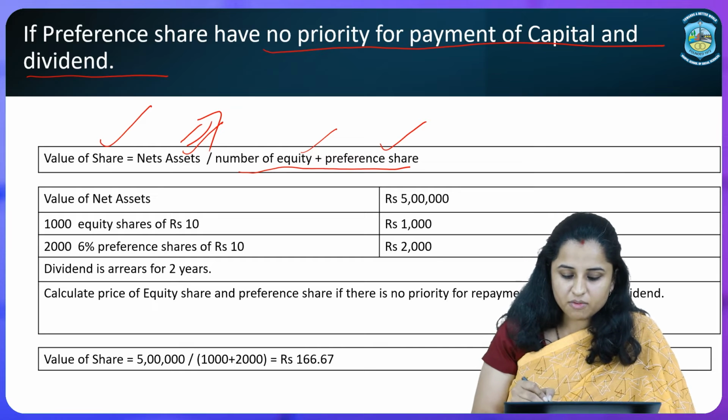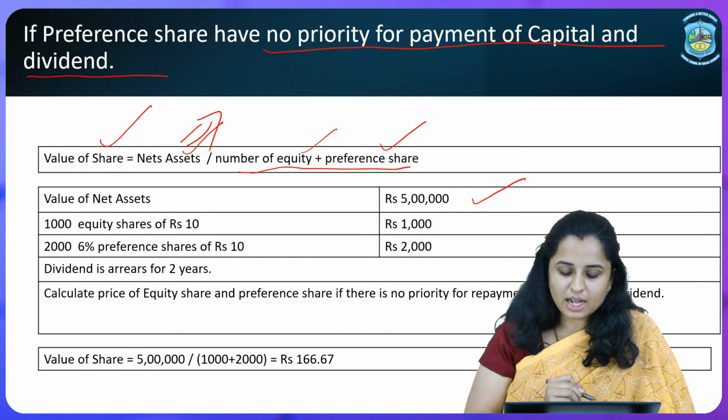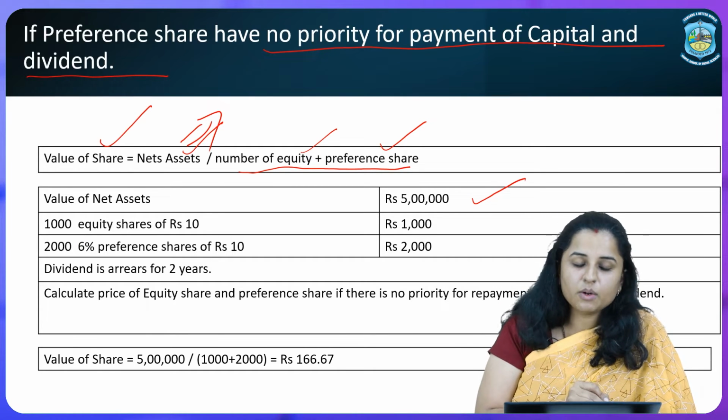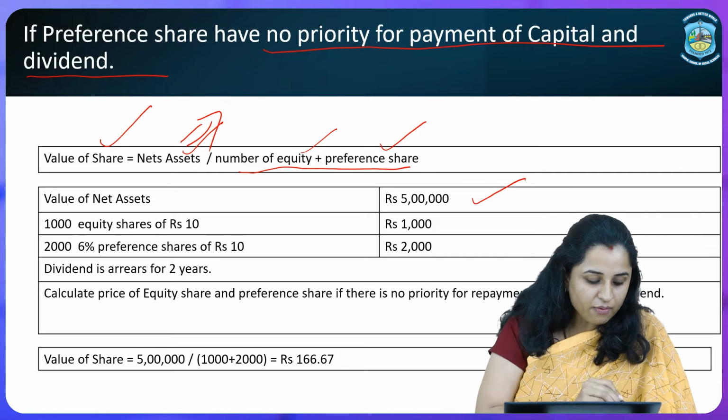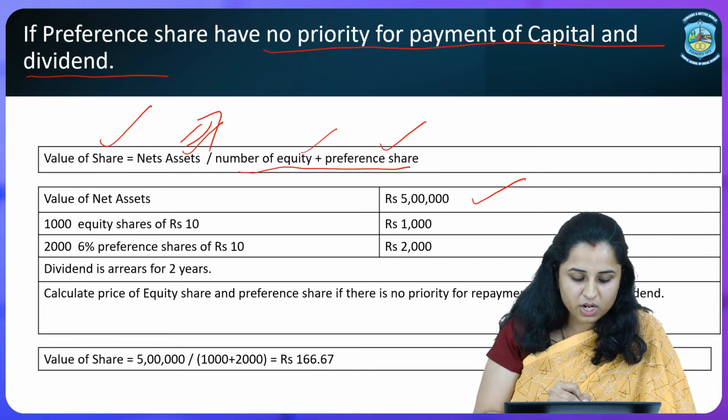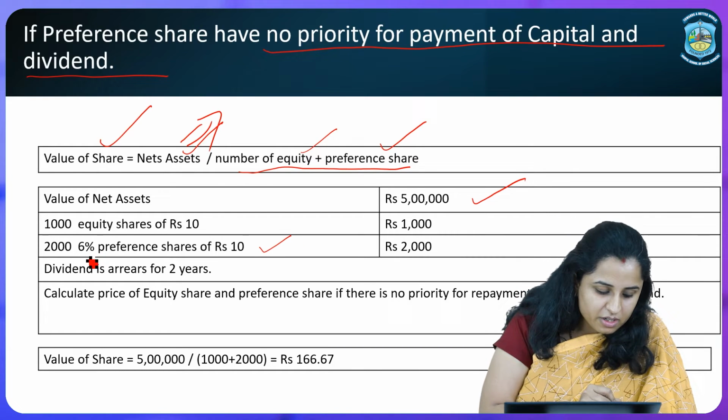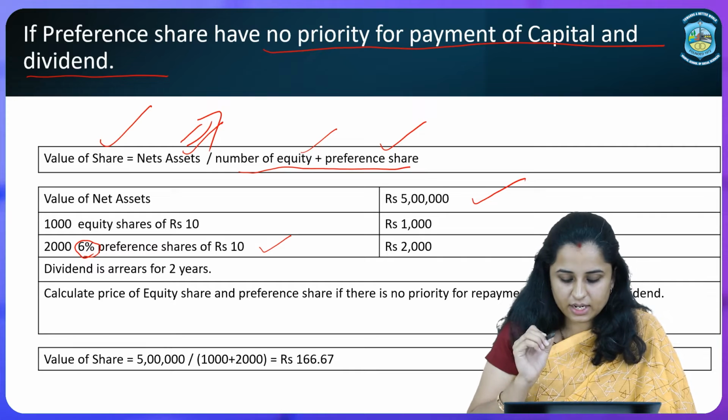In this example, we have been given net assets as 5 lakh. We have 1000 equity shares of rupees 10. We have 200 6% preference shares of rupees 10. This 6% denotes the rate of dividend.